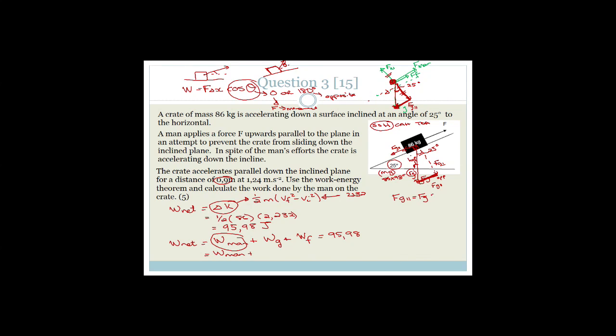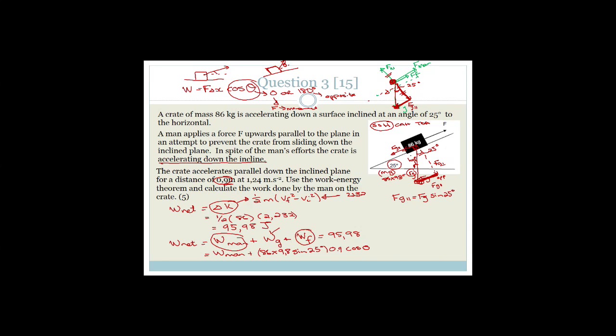sine 25 degrees, okay, where FG is 86 times 9.8. So I'm going to fill that in over here. So I'm going to say that the work done due to gravity is 86 times 9.8 sine 25 degrees, and then times by our 0.9, which is our delta x, the displacement down the slope, times by cos of 0. And why? Because the force of gravity is in this direction and they say it's accelerating down the slope. Okay, so that's WG. Now we need to work out WF.